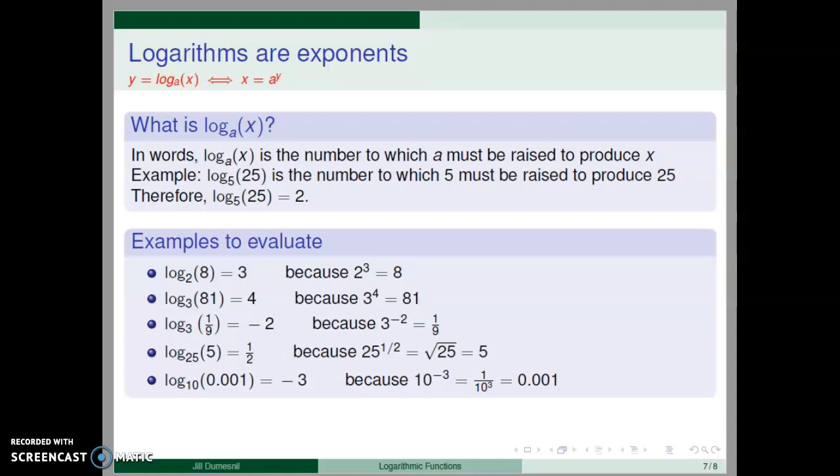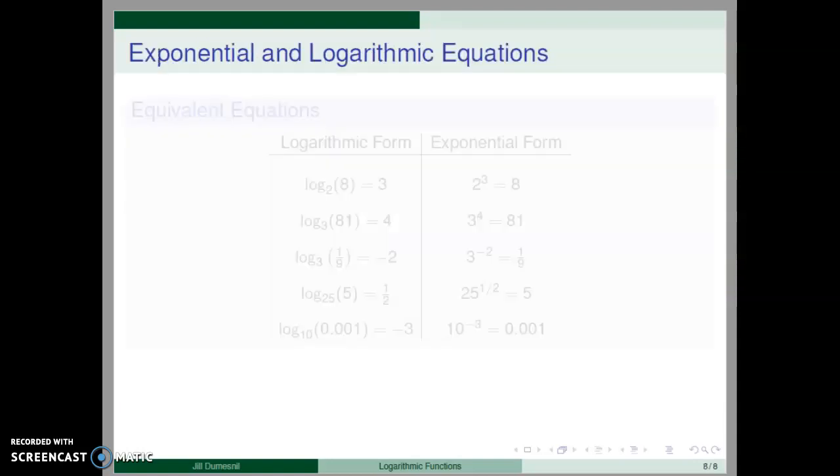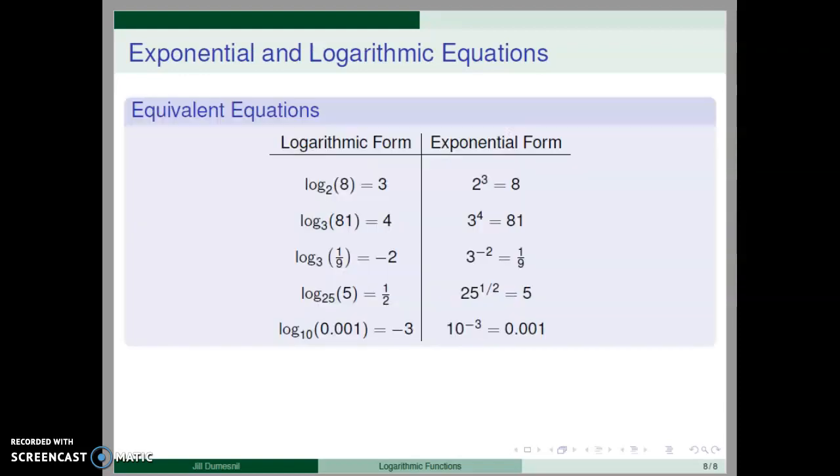The previous examples each contain two equations, one in exponential form and one in logarithmic form. Being able to convert from one form to the other will be essential in solving logarithmic equations, the topic of a future video.